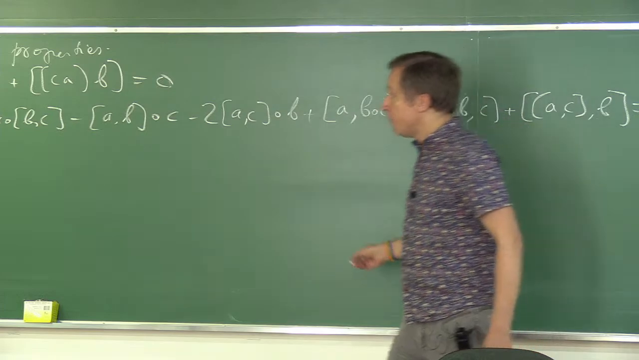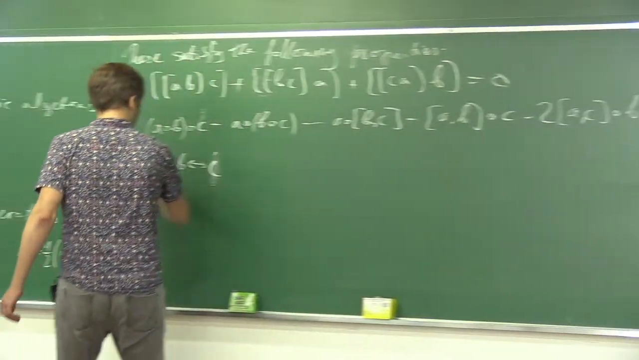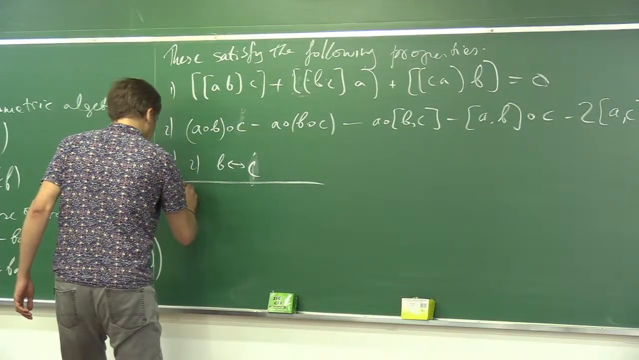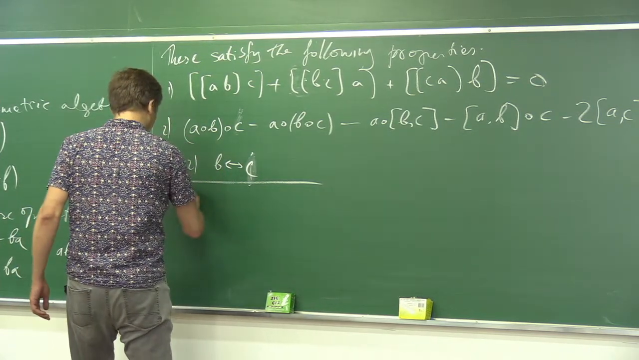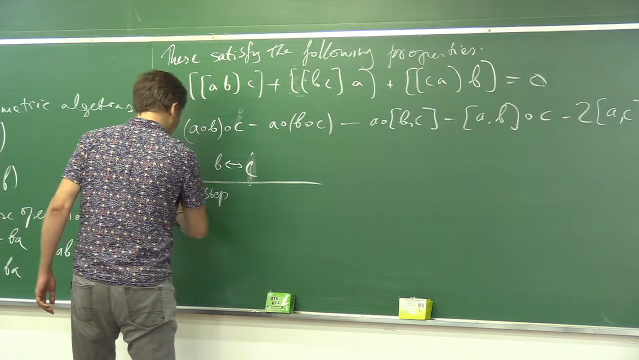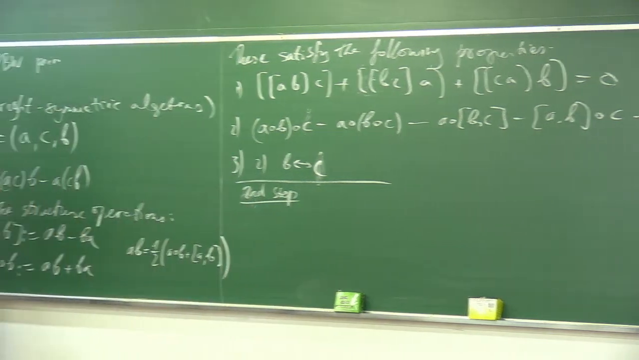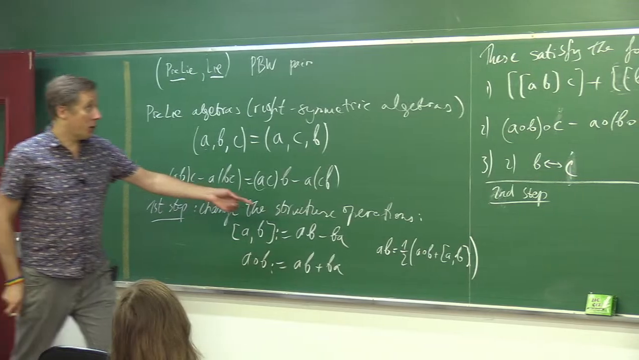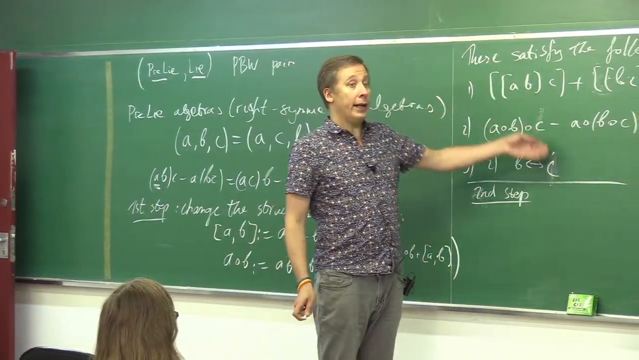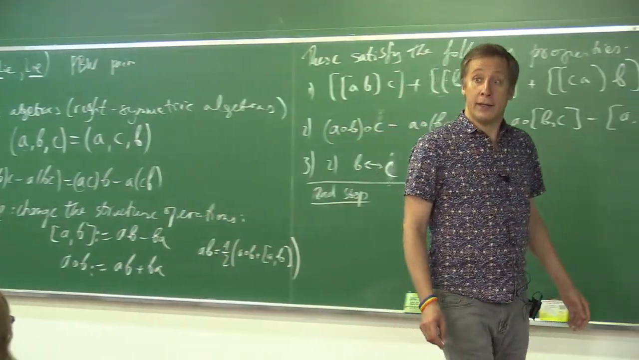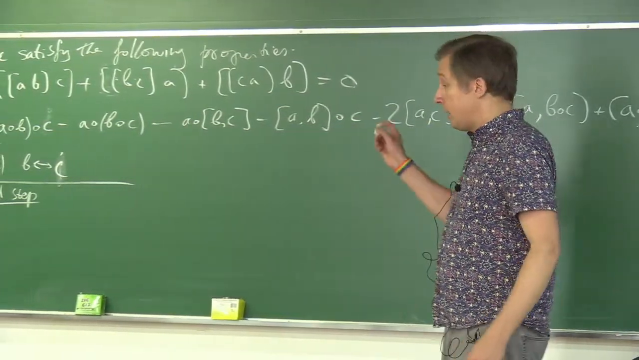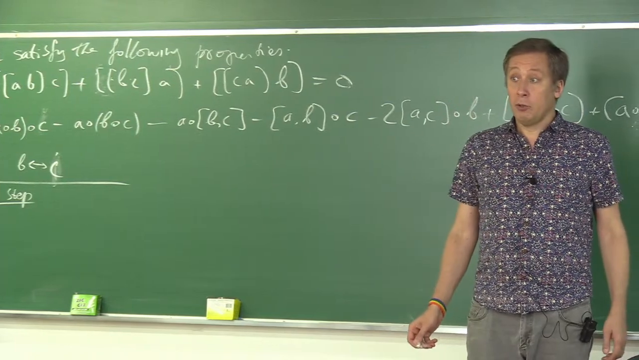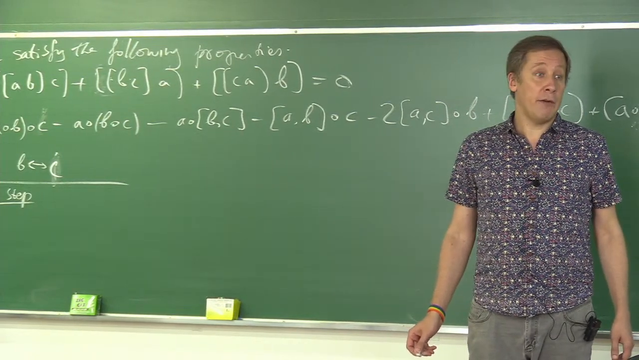So let me do the second step. The first step, I changed the structure operations, and so I wrote the identities of my variety in terms of these new structure operations. The second step, I am going to translate it into the universe of shuffle operads.